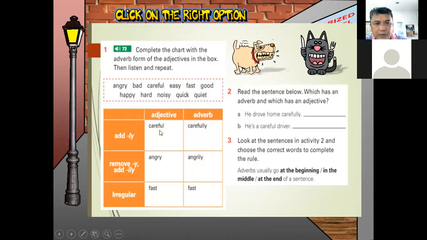This is adjective, careful, carefully. Angry, angrily. Fast. So adjective to adverb. Now, if you read the sentences below, you just identify which is an adjective and which is an adverb. And it is easy. A and B, he drove home carefully. So carefully, is this adverb or adjective? Adverb. So B is, he's a careful driver. Careful is an adjective or adverb? Adjective, okay, very good.